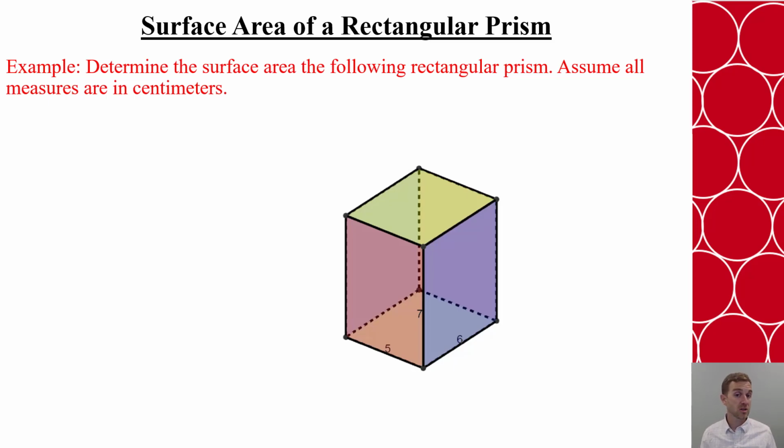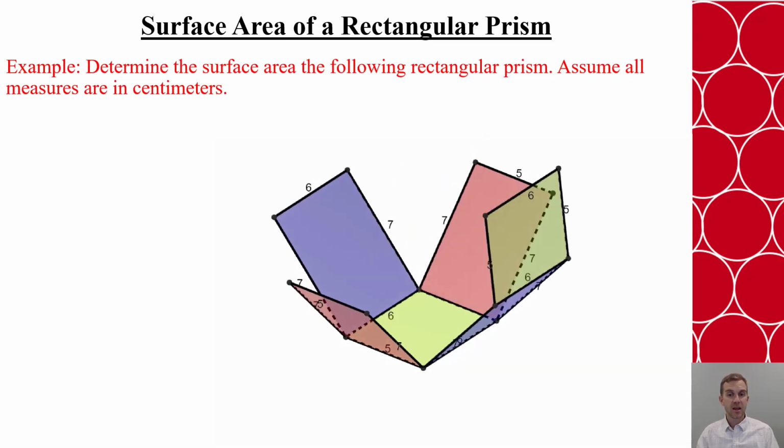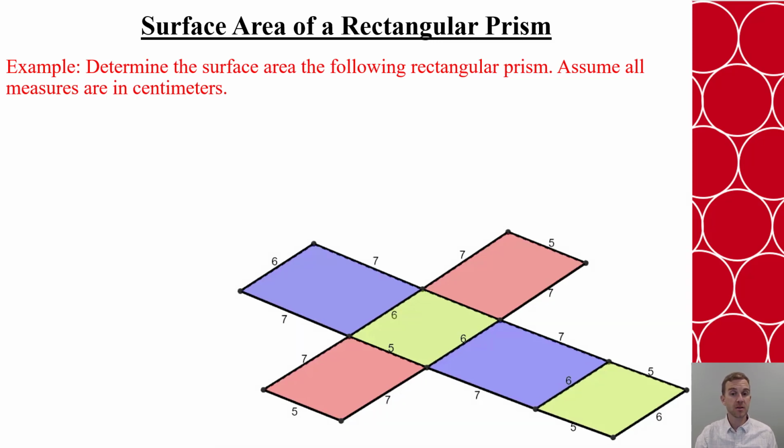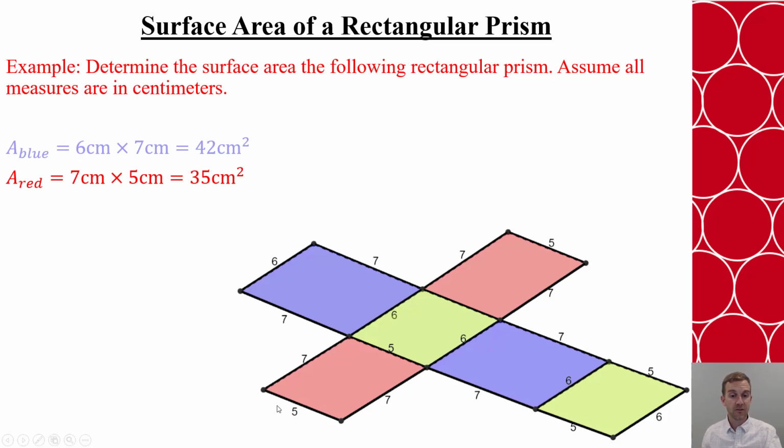Now we could use the formula for surface area to determine it, but we could also construct the net. So if I take the net, that means I'd be splitting it apart and laying it on a two-dimensional surface. And now I can see all the different rectangles that make up this rectangular prism. And they're each labeled. There's 2 blue, 2 yellow, and 2 red rectangles that I now can find the area for. So the area of the blue rectangle is 6 by 7, which is 42 square centimeters. The area of the red rectangle would be 5 by 7, which is 35 square centimeters, and the yellow would be 6 by 5, which is 30 square centimeters.